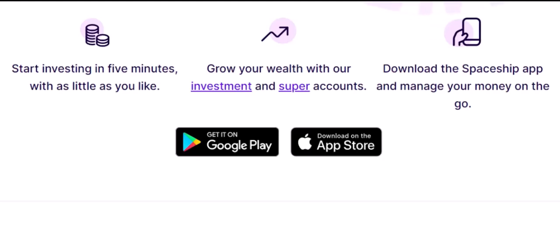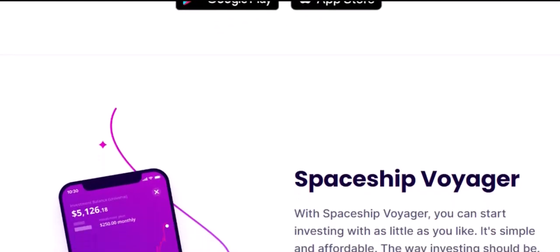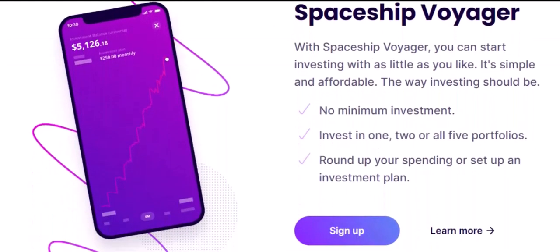Tax implications. Be mindful of any tax implications associated with your withdrawal. Consult with a financial advisor to understand your specific situation. FAQs. Can I withdraw my entire balance at once? Yes, you can withdraw your entire balance, but it's important to consider any potential fees or penalties.